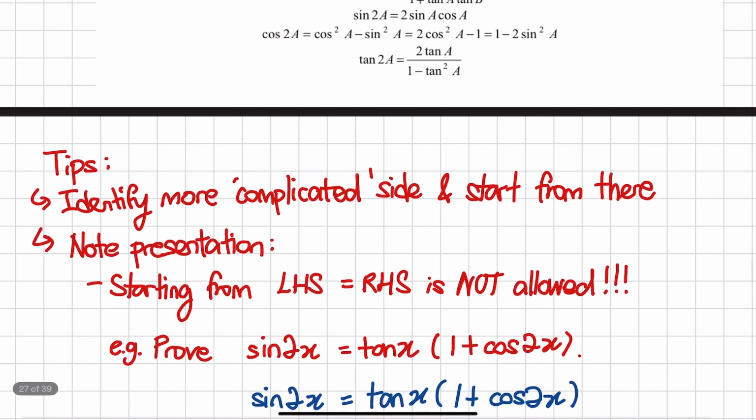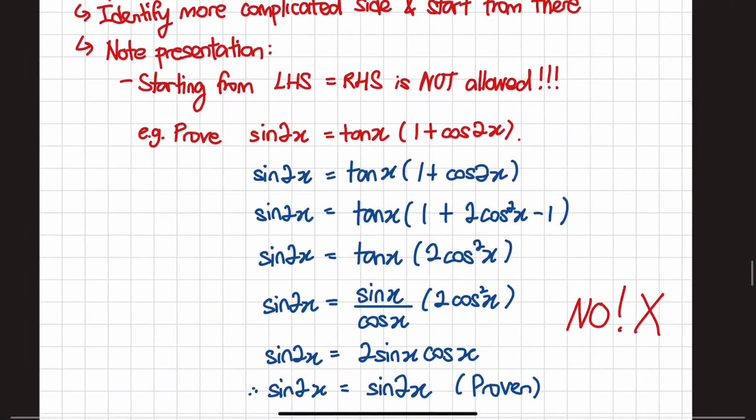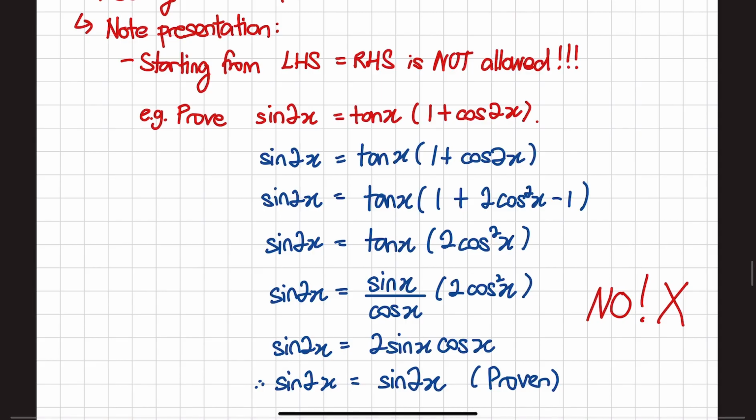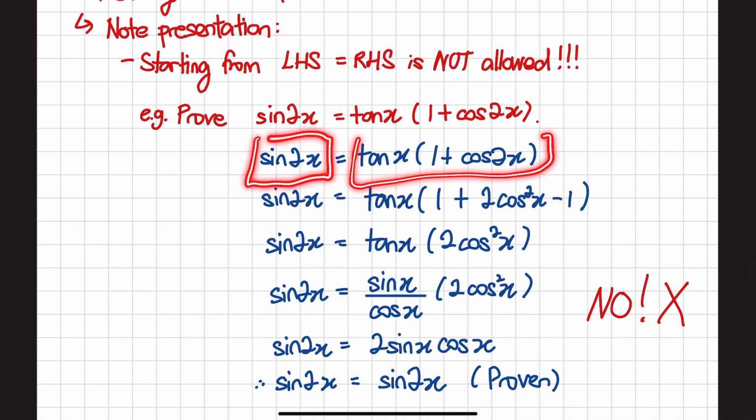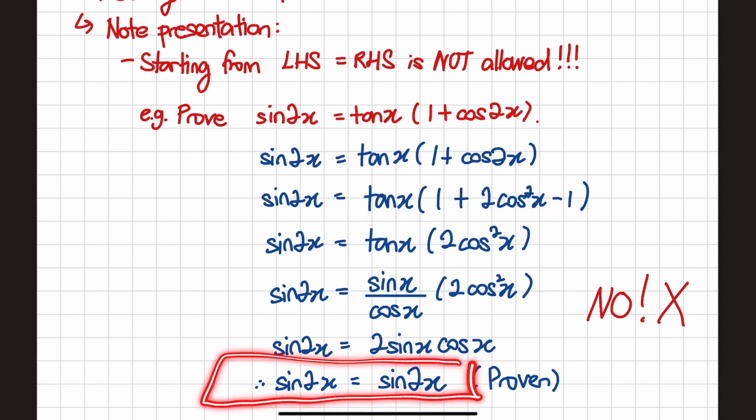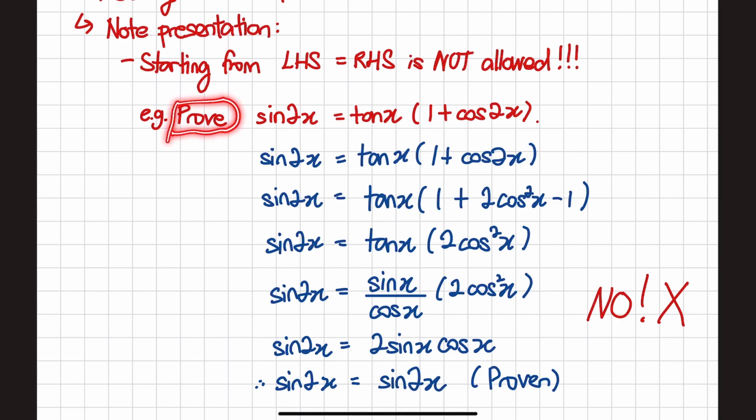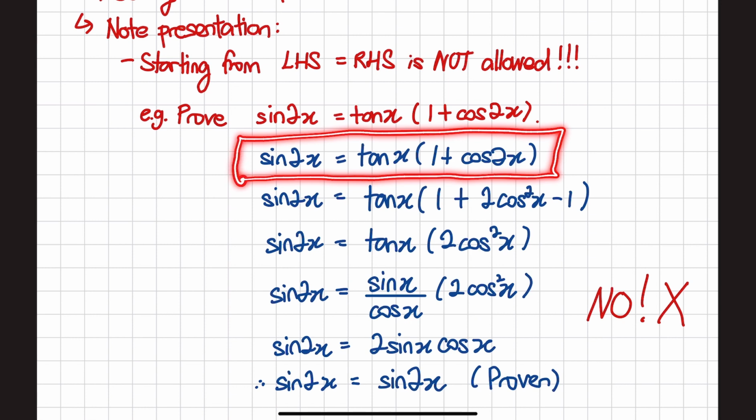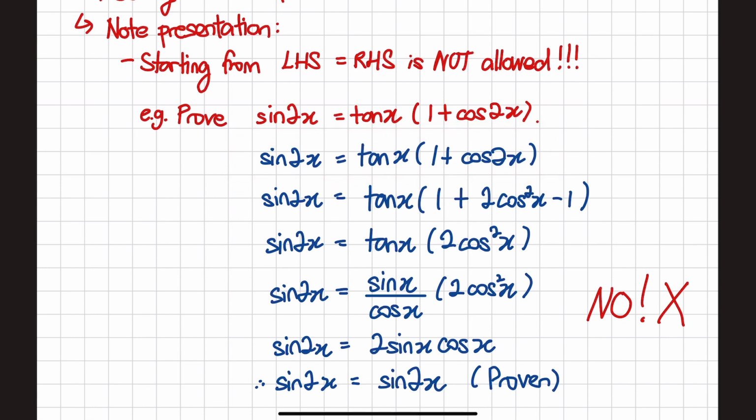For example, the question here says prove sine 2x is equal to this. If I start my working by writing in my first line that the left side is equal to the right side, then I simplify my right side all the way to get to the answer here, this presentation is not accepted. Why? Because when the question says prove this and you start with this first line, you're already saying that it is proven, that these two are equal already. So it doesn't make sense to do anything else.